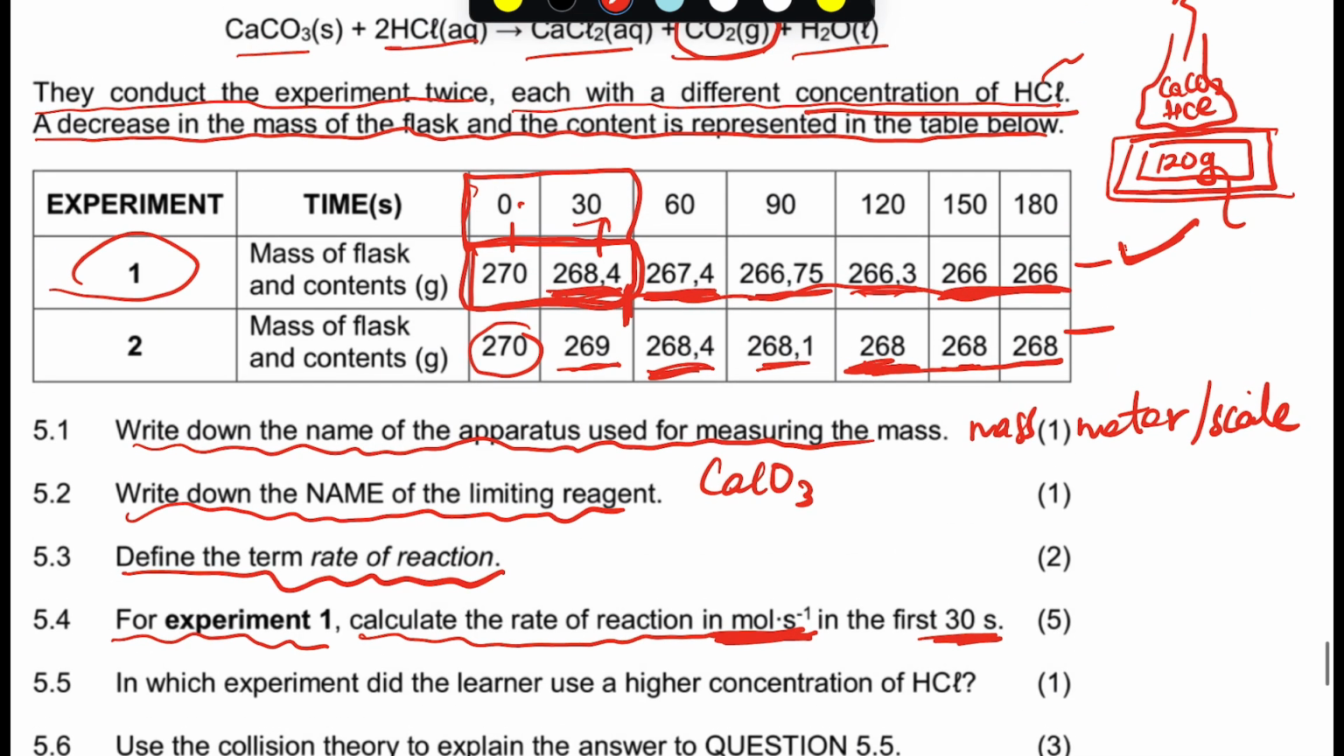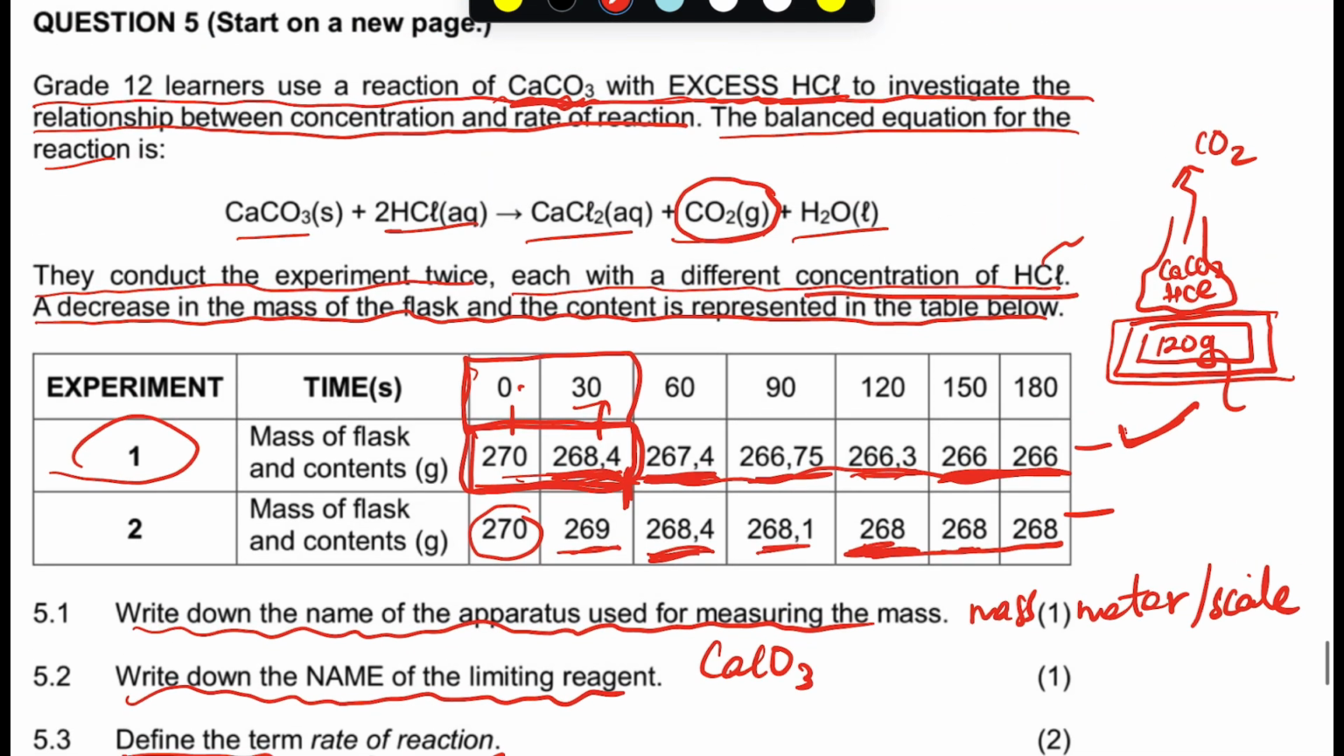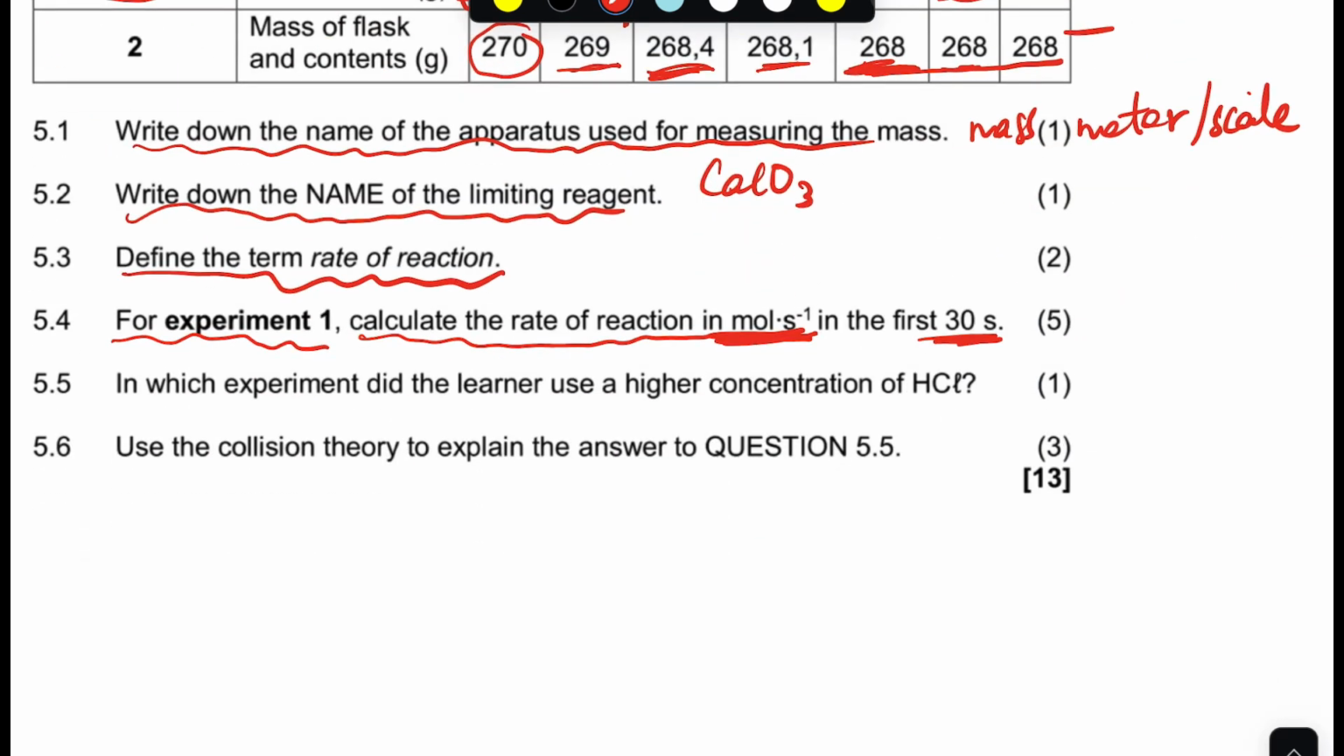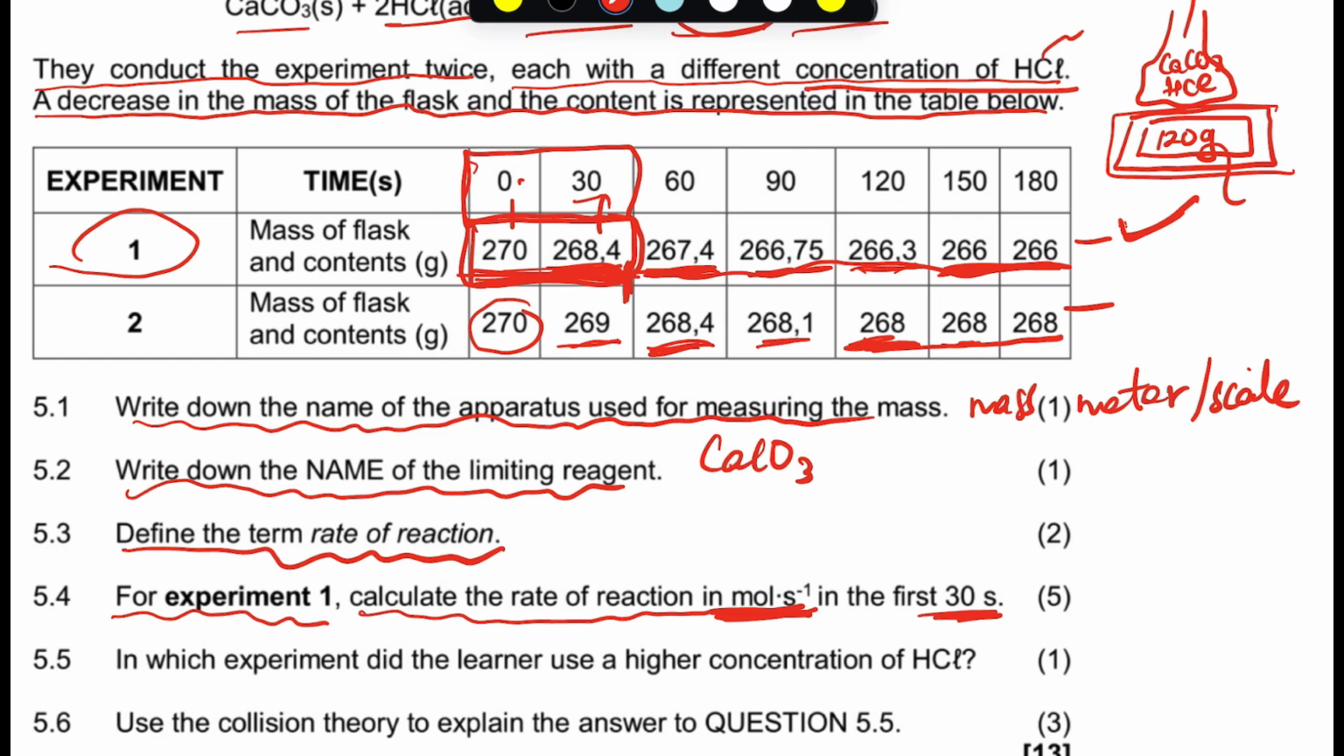Guys, this change of mass is the mass of what? Is the change of mass of carbon dioxide. This is the carbon dioxide that is released there. So the difference here is the carbon dioxide. So in 5.4, what is the mass final? The mass final is this one.